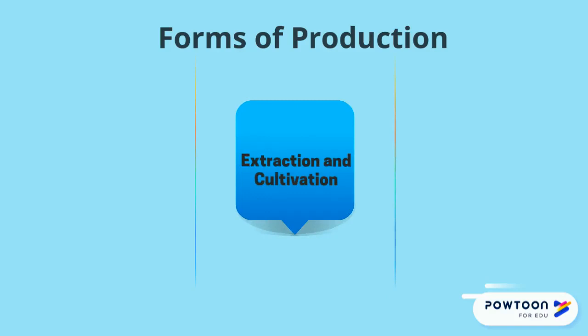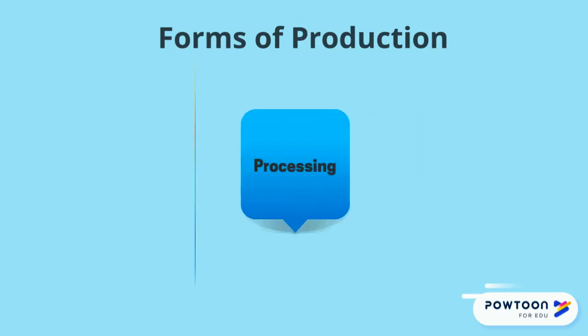Extraction and cultivation ensures that there is an available supply of natural resources and the crops, livestock, and other agriculture products needed. Processing involves changing and improving the form of another product. Few products are used exactly as they are found in nature or grown on farms. Most are processed in some way before they can be used.